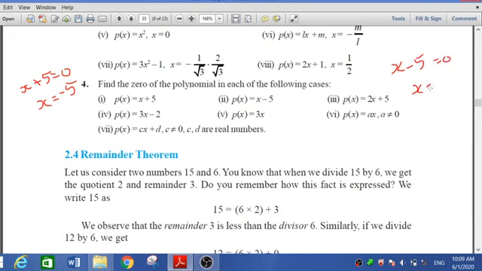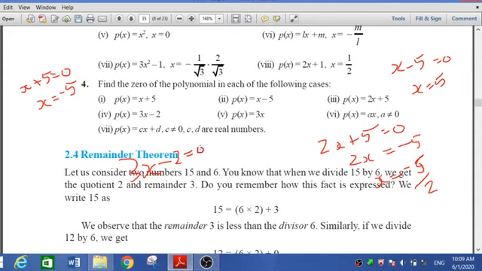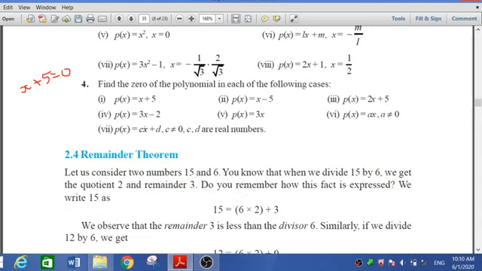So I have to put x equal to 5. Third, 2x plus 5 is equal to 0. So 2x is equal to minus 5. So x is equal to minus 5 by 2. Fourth, 3x minus 2 is equal to 0. So 3x is equal to 2. x is equal to 2 upon 3. So this type of question is asked in the exam. So I think it is easy.